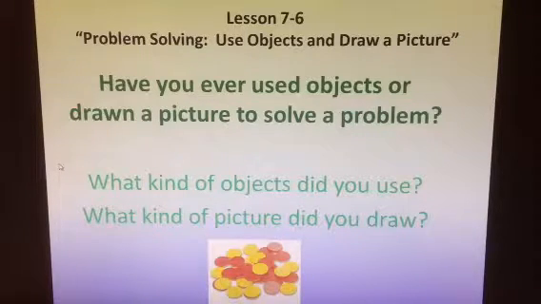Have you ever used objects or drawn a picture to solve a problem? What kind of objects did you use? What kind of picture did you draw?